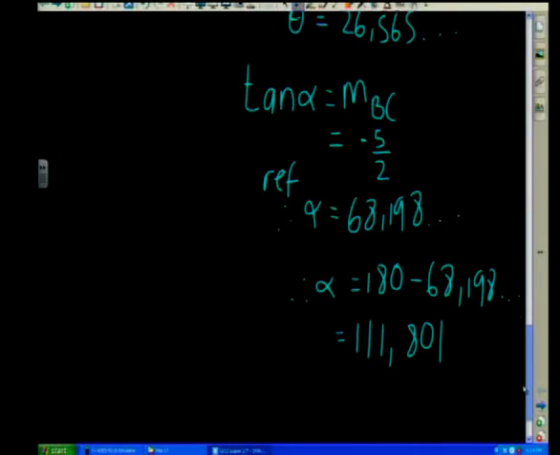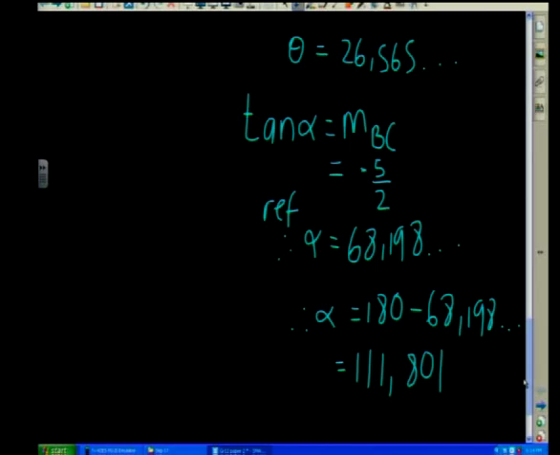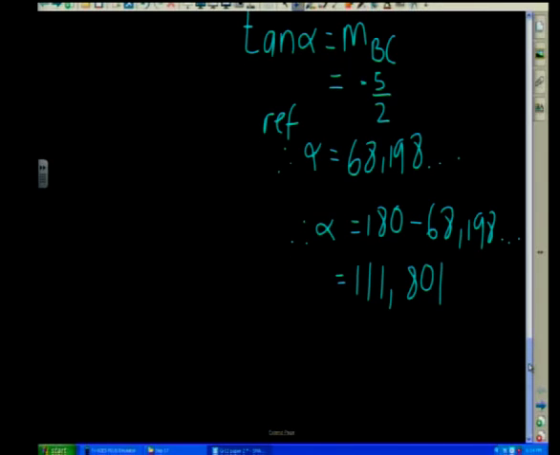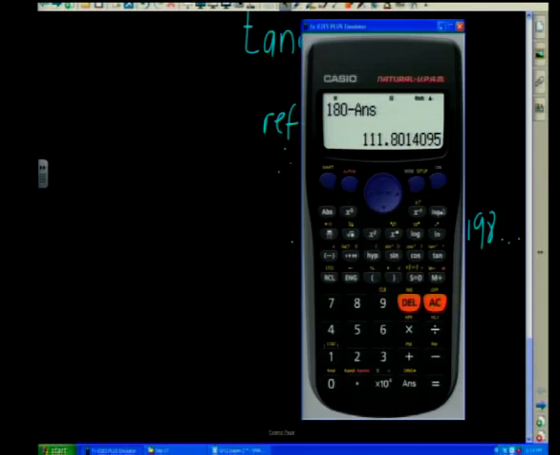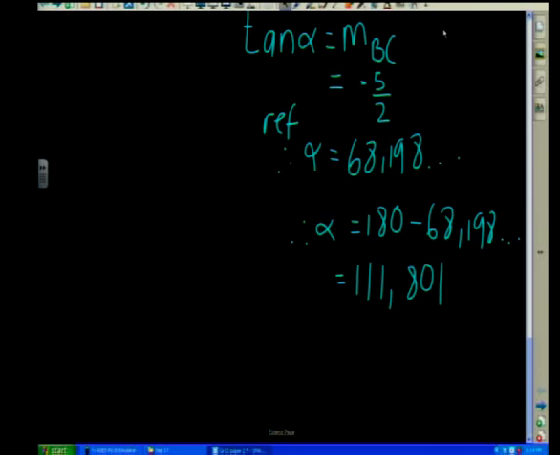Okay, so if we subtract that, let's go down here again. You see we've got that 26,565 is theta, we've got alpha as 111,801. If we subtract those two, we will get the answer for DCB. So it's 111 minus 26,565. And that gives us an answer of 85,2. Okay, so therefore angle DCB is going to be 85,2.